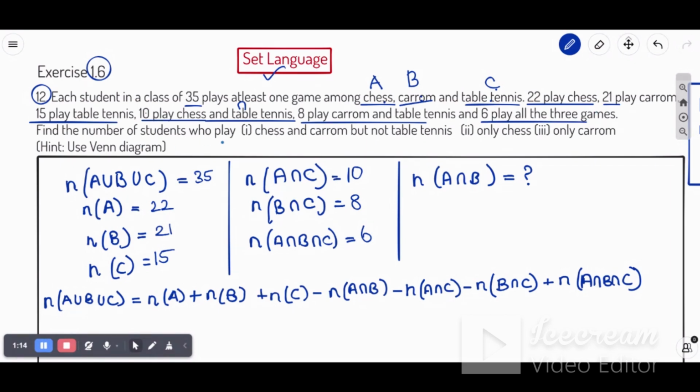We have to find out the number of students who play chess and carrom but not table tennis. One thing is we don't have this number: chess and carrom, n of A intersection B. Chess is A and carrom is B. So before going to our question, let us solve this and keep it for later use.